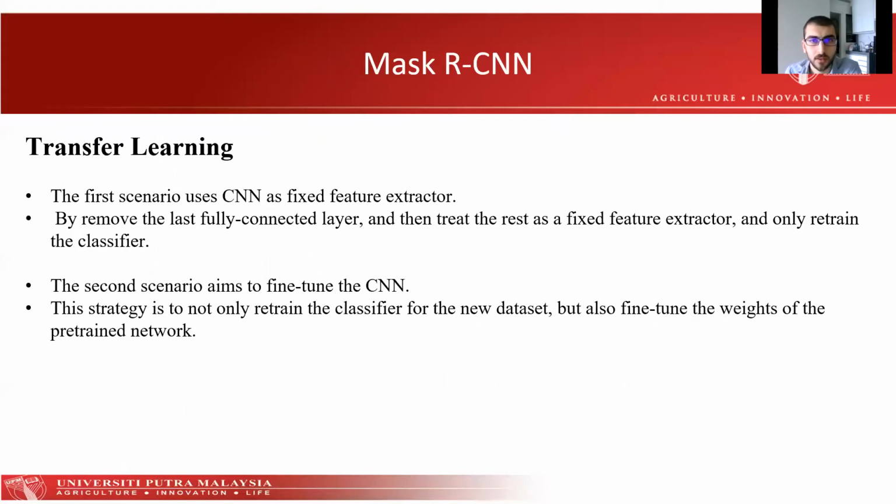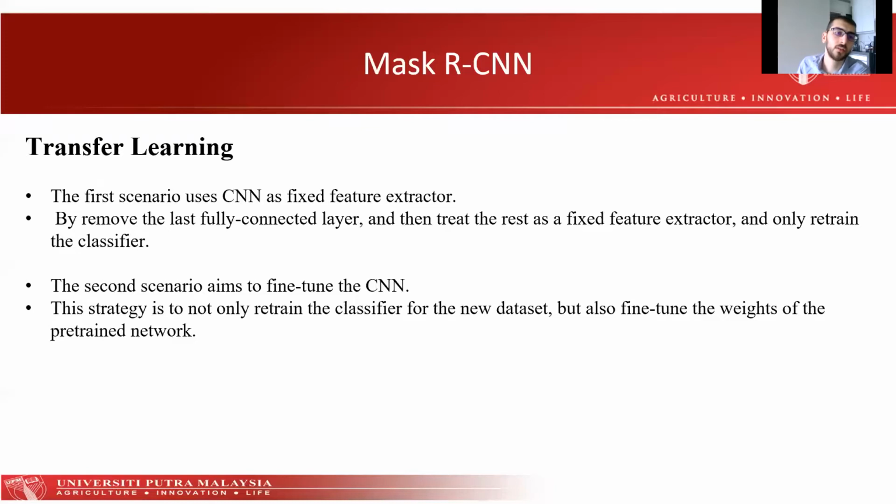It needs a huge amount of data to train a model from scratch. So in transfer learning, we can use a CNN network pre-trained with a huge amount of data and retrain it for other classes with a fewer data set. The first scenario uses the CNN as a fixed feature extractor by removing the last fully connected layer and then treating the rest as a fixed feature extractor and only retraining the classifier.